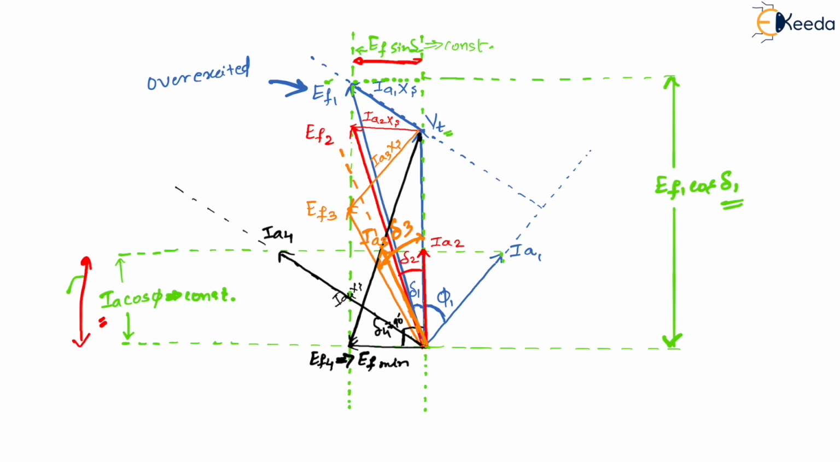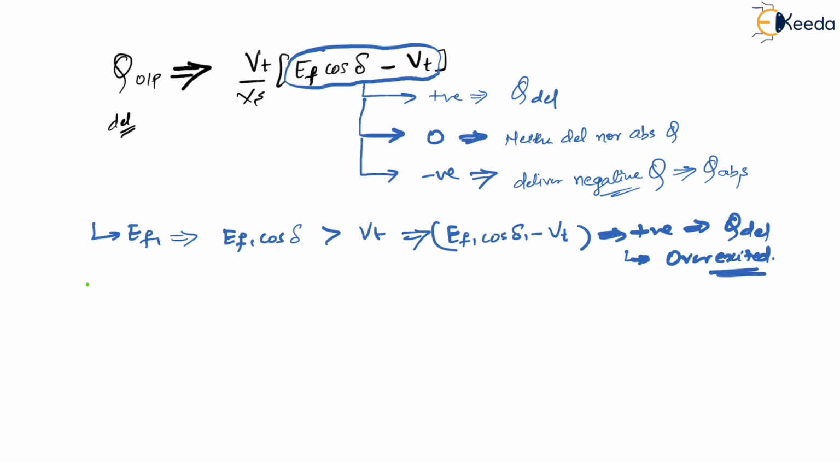For EF2, if you see, this is nothing but EF2 cos delta 2. Correct or not? Yes. Now, EF2 cos delta 2 is the same as Vt, or not? Yes. Which means that in the case of EF2, what has happened? EF2 cos delta 2.